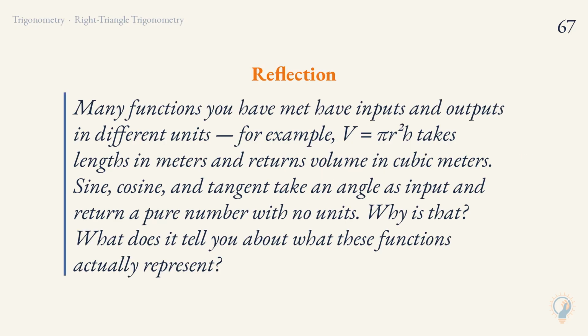Many functions you have met have inputs and outputs in different units. For example, the volume formula V equals pi r squared h takes lengths in meters and returns volume in cubic meters. Sine, cosine, and tangent take an angle as input and return a pure number with no units. Why is that? What does it tell you about what these functions actually represent?